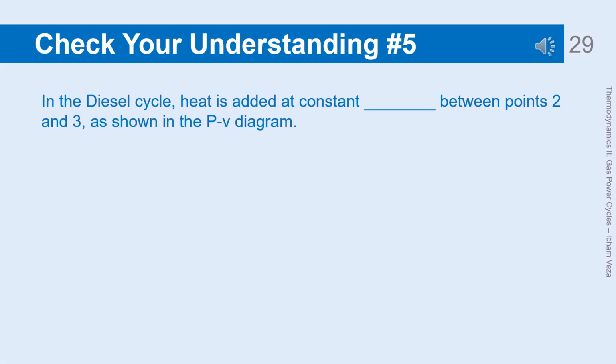Check your understanding, number 5. This question emphasizes that in the diesel cycle, heat is added at constant pressure. This concept is the main feature that distinguishes the diesel cycle from the Otto cycle. By understanding this, the shapes of the PV and TS diagrams can be interpreted correctly. It also helps link the thermodynamic process to the operation of real diesel engines. This understanding is important before moving to efficiency analysis of the diesel cycle.